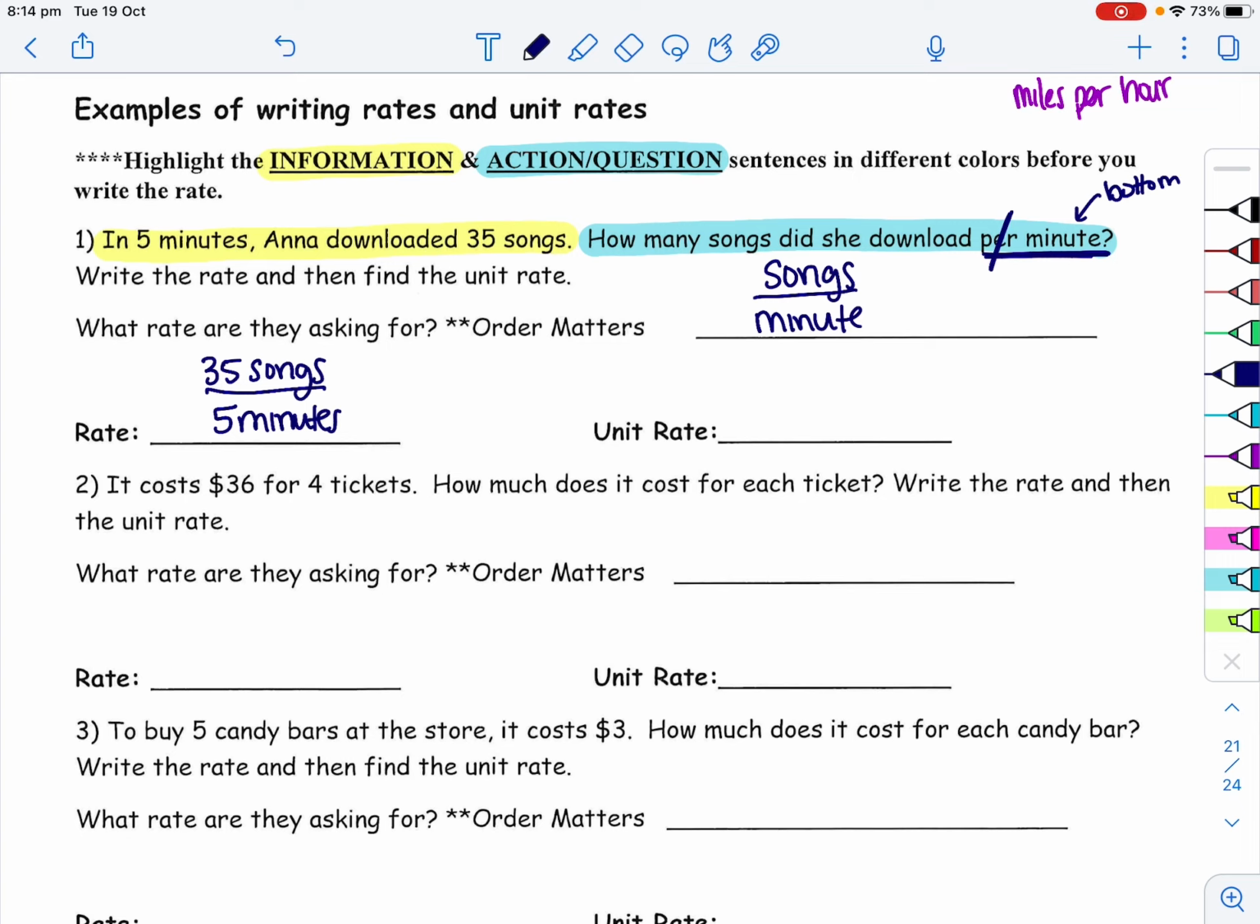Now, in order to write a unit rate, I want a 1 on the bottom. That means that I'm going to divide both the top and the bottom by whatever is in the bottom. So this number down here is the number that I'm going to divide by. So I'm going to divide this fraction by 5 over 5. 35 divided by 5 is 7 songs. 5 divided by 5 is 1 minute. So my unit rate is 7 songs in 1 minute.